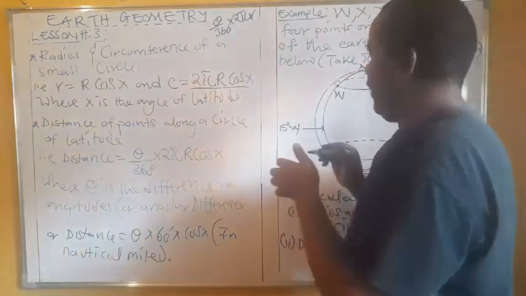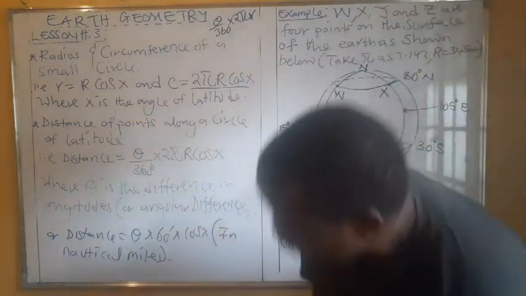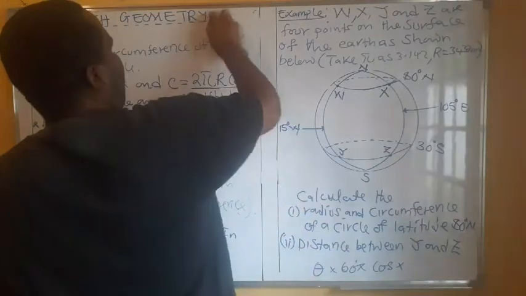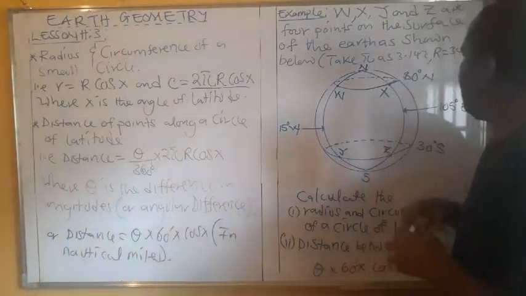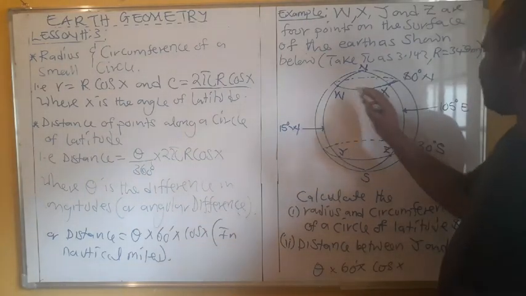I hope that is clear. So we are saying to find the distance of 2 points along a circle of latitude, let's say this and that.